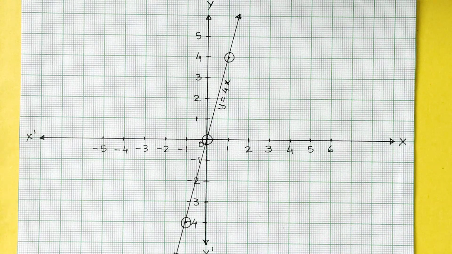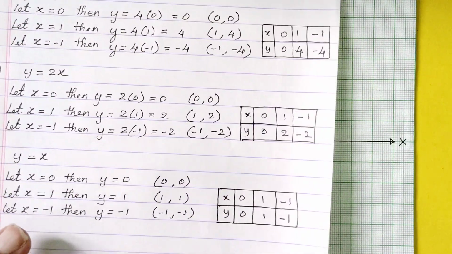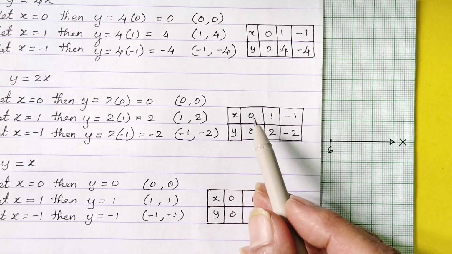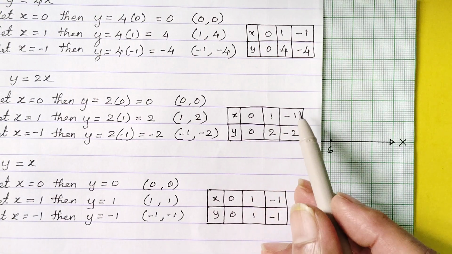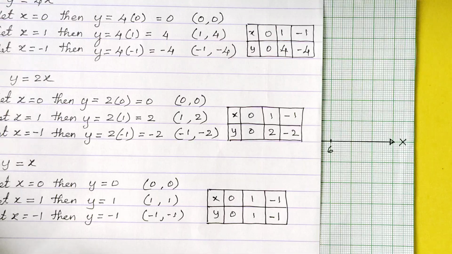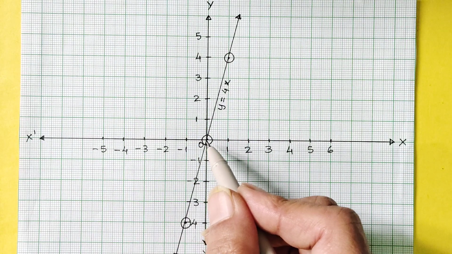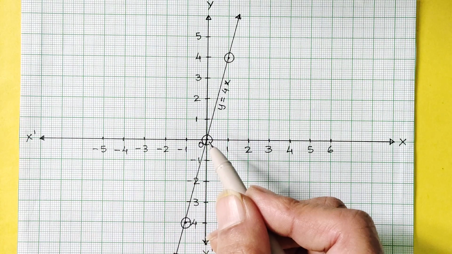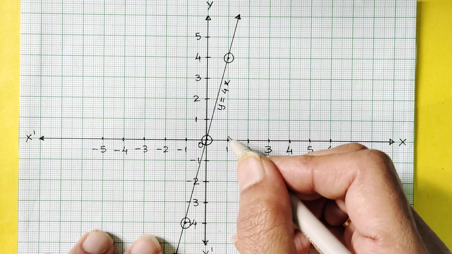Then now we will take the second one. The values are 0, 0, 1, 2, minus 1, minus 2. 0, 0 is the same point. 1, 2: x axis 1, y axis 2.